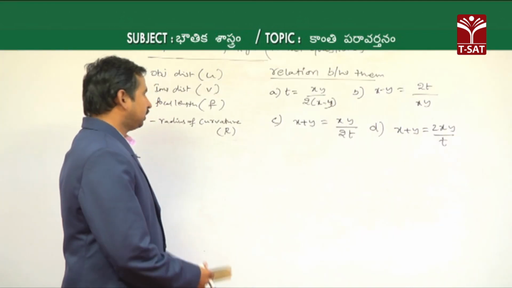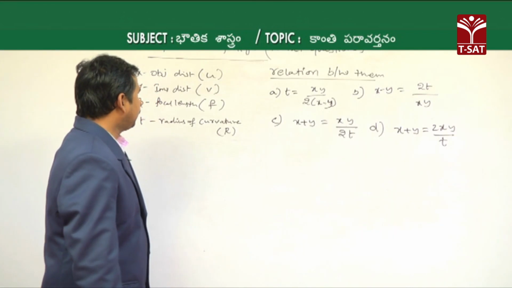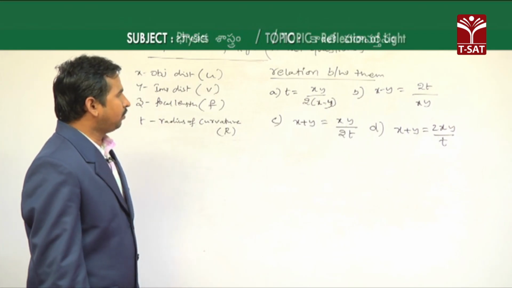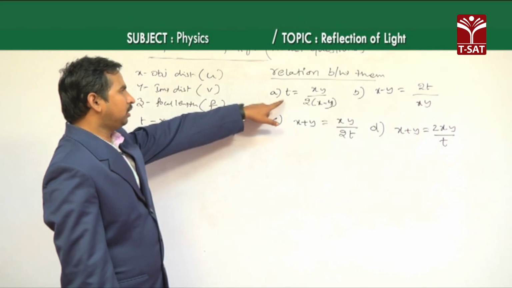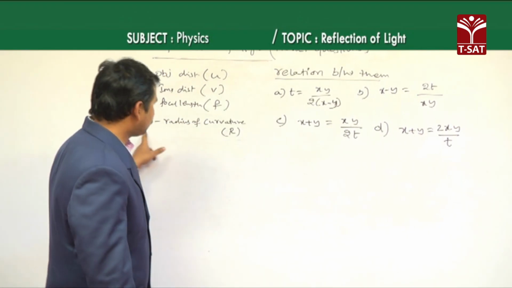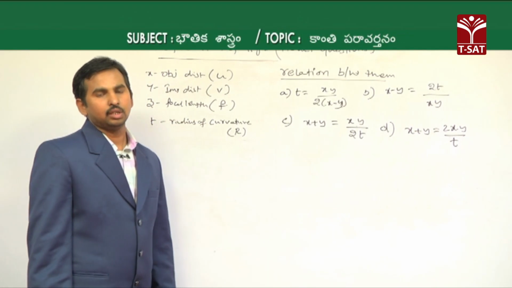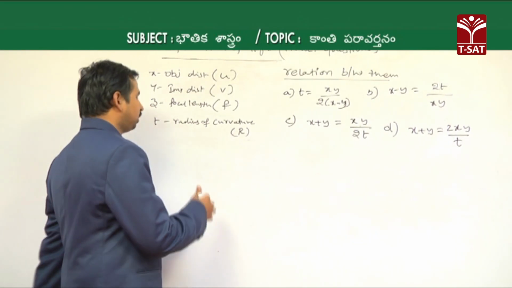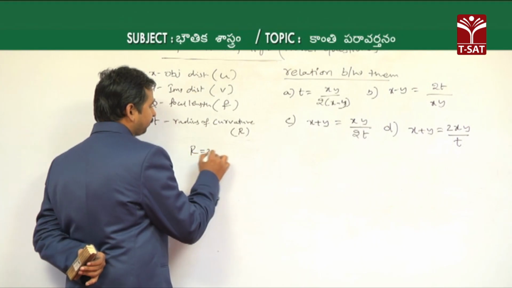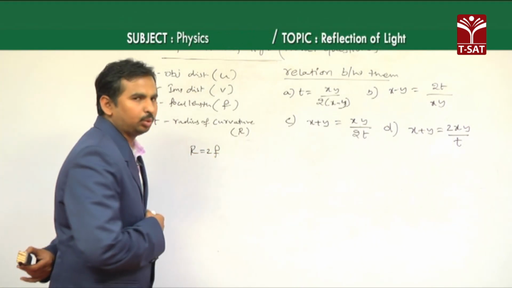The same question they may ask like this also. Again, from the previous question, we have to find the correct relation between them. This time we have t also involved here, where t is nothing but the radius of curvature. We know the relation between focal length and radius of curvature: r is equal to 2f.